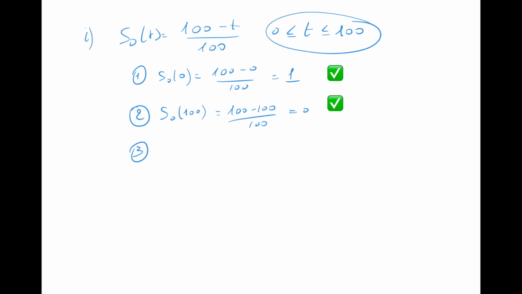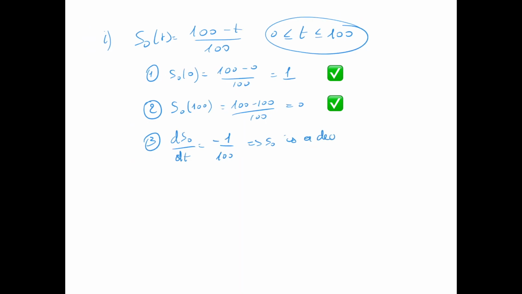And the third condition, we have to show that it's a decreasing function of t, so we take the derivative, and you can easily see that the derivative is minus 1 over 100. It's negative, meaning S0 is a decreasing function of t.